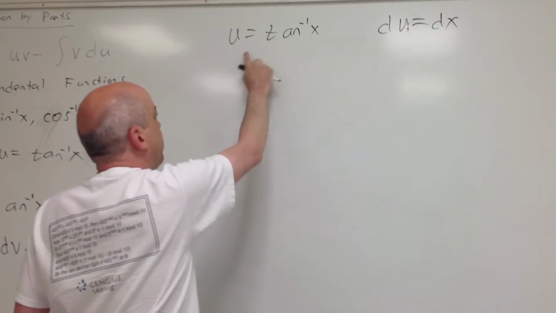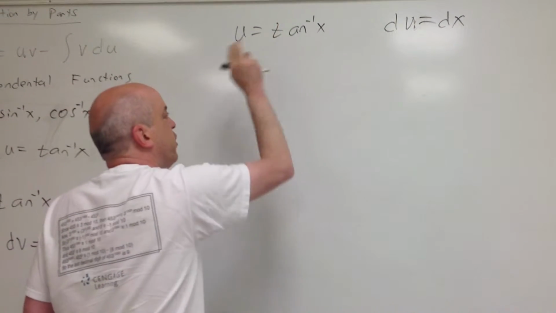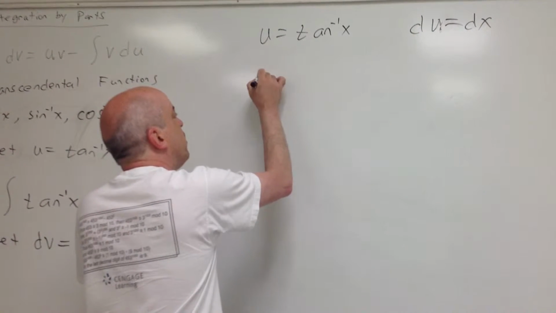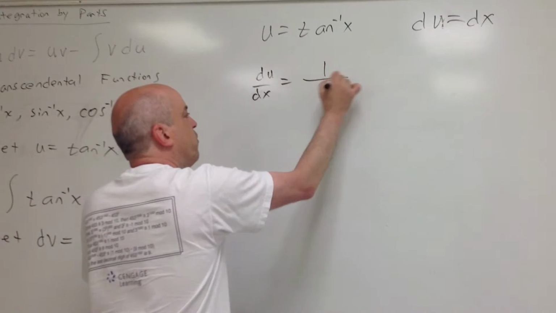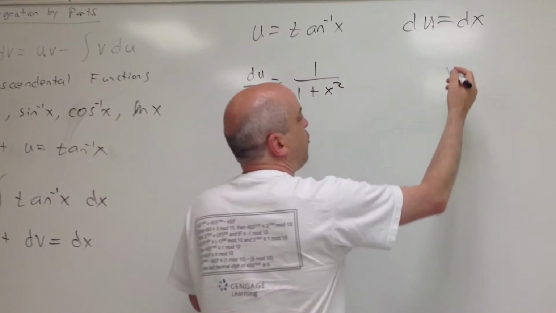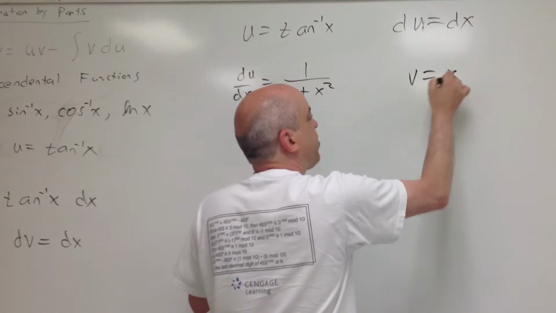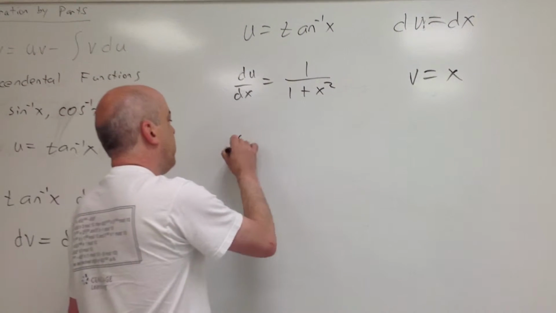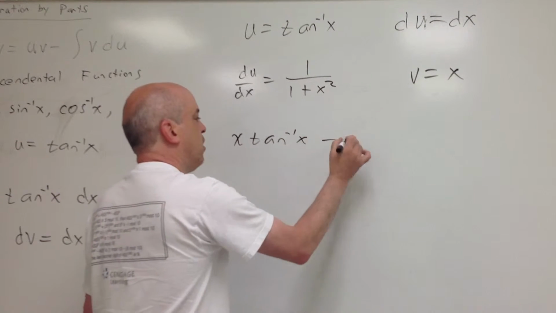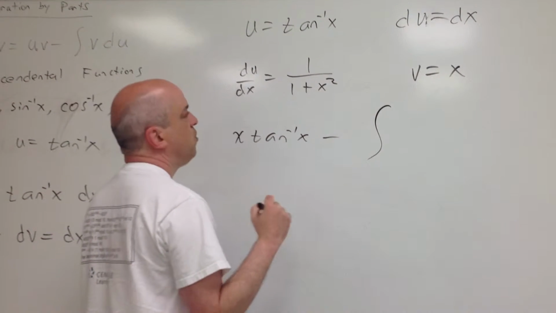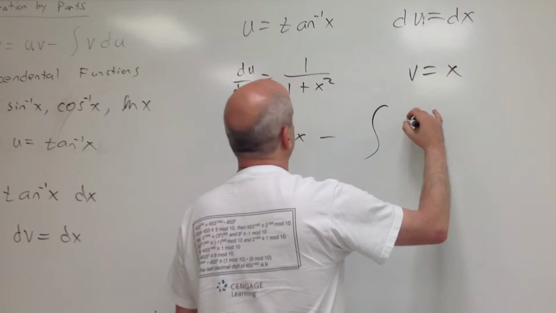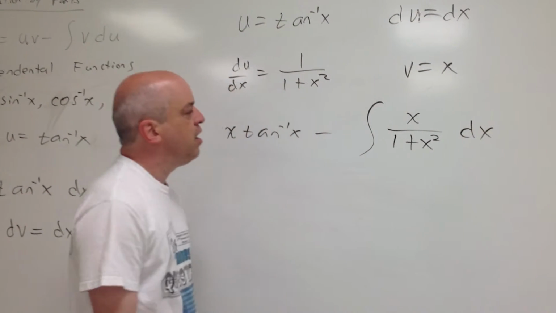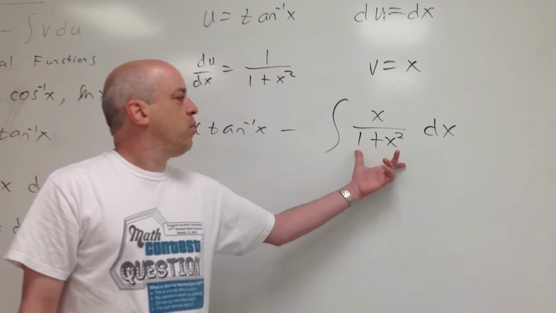Now, by letting u equal tangent inverse of x, I can proceed as long as I know the derivative of u, and that's the beauty of these functions. We know their derivatives. So the derivative of tangent inverse of x is 1 over 1 plus x squared. Antiderivative of dx, that's going to be x. So I get this set up. Now, u times v is x tangent inverse of x, minus the integral of v du. That's going to be x over 1 plus x squared dx. Now, assuming we can integrate this, we're going to be good to go.